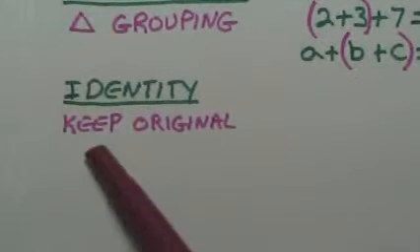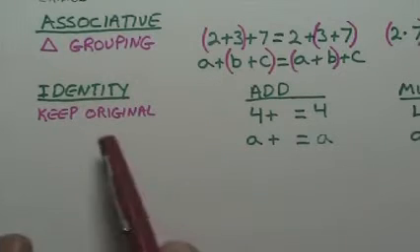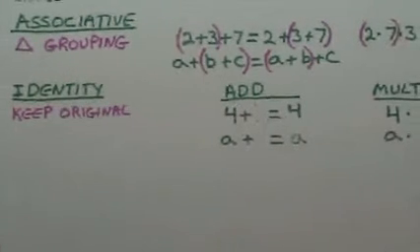And on identity, we just keep the original. Keep the original. So what we'll do is we'll show examples for adding and multiplying.